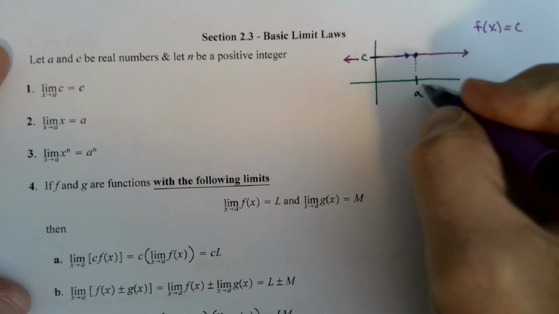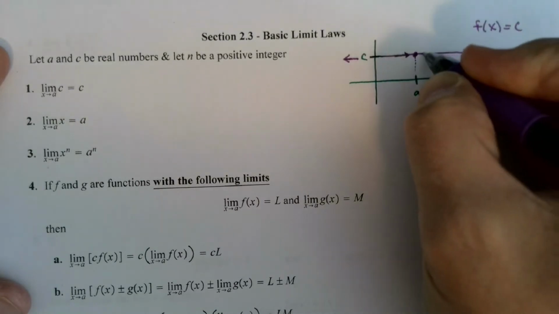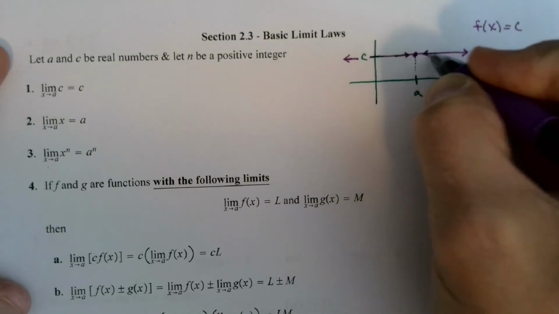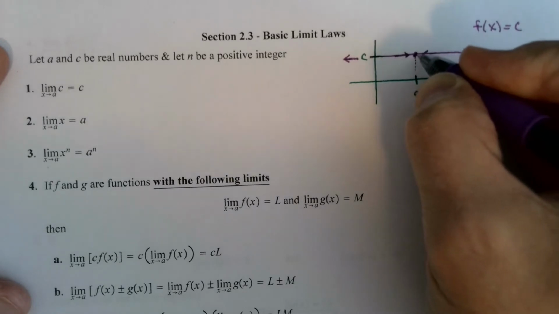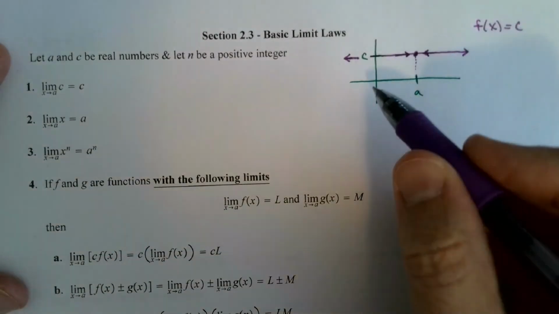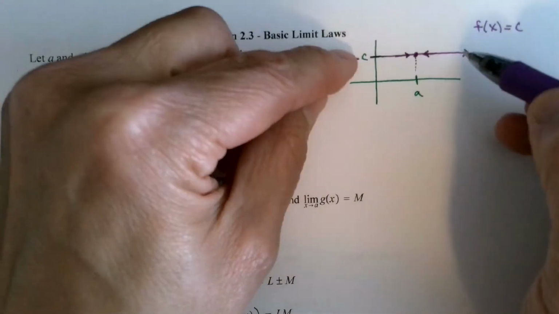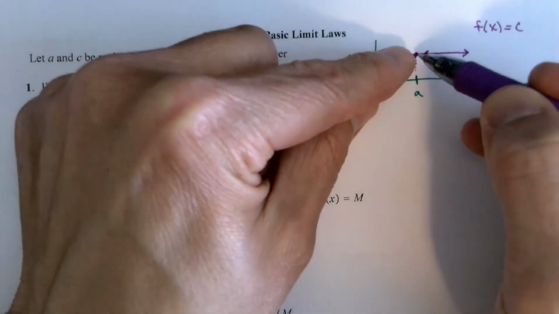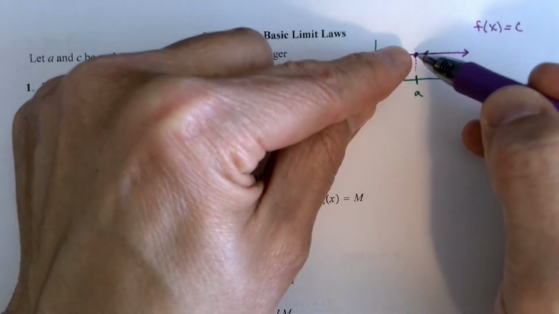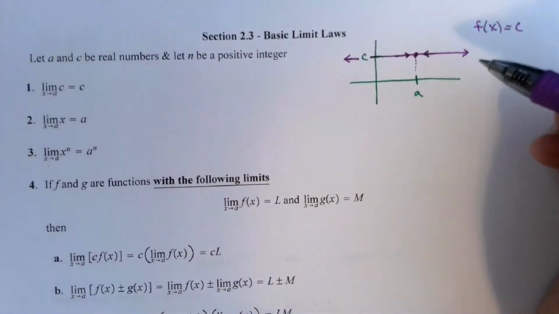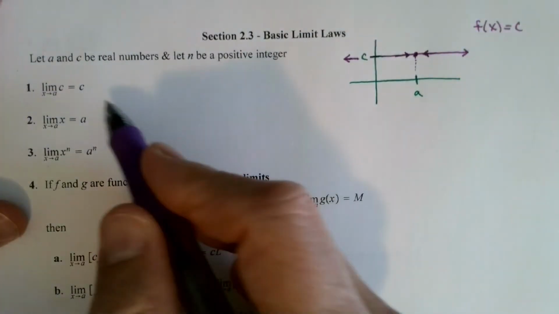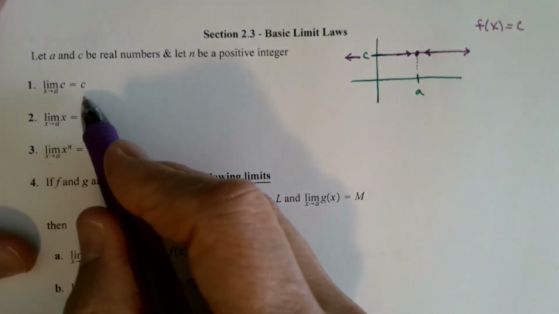From the positive side, if I approach a from the positive side, then we're on the graph here. The values again are always c, c, c. We're going right to this point. It's obvious that as x gets closer to a, we're going right to that point on the graph, which has a height of c. And so that's why the limit as x approaches a of a constant is always the constant.